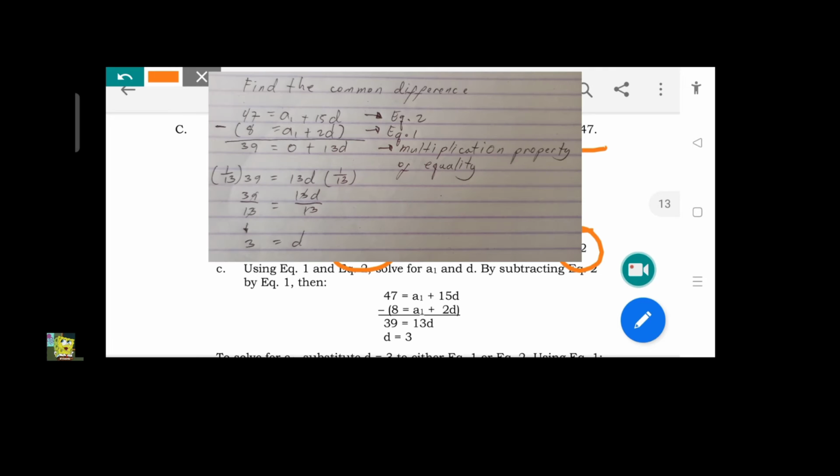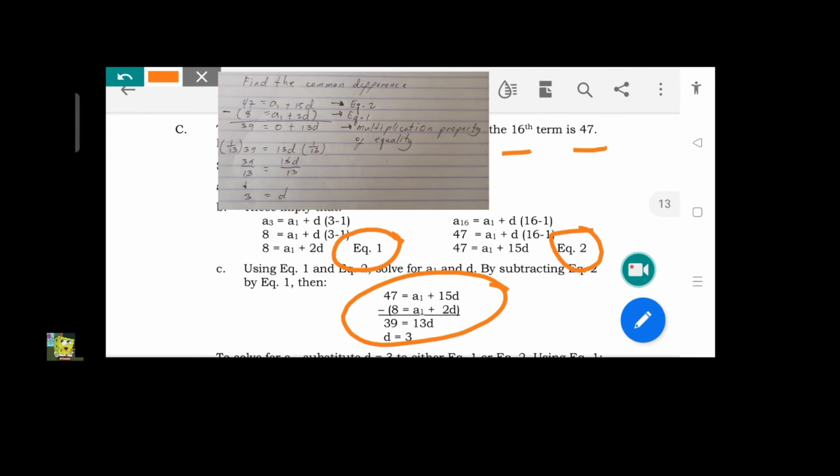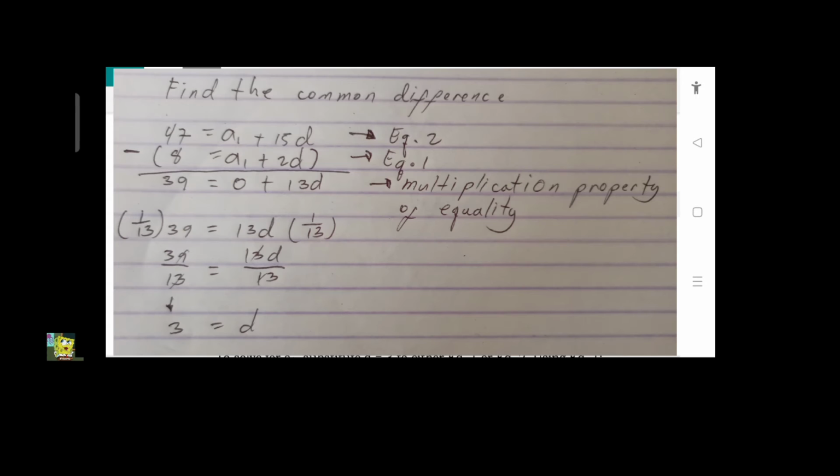By subtracting equation 2 by equation 1, subtract all the similar terms. 47 minus 8 equals 39. A sub 1 minus a sub 1 equals 0, and 15d minus 2d is 13d. So we get 39 equals 13d. We multiply both sides by 1/13. The common difference is 3.